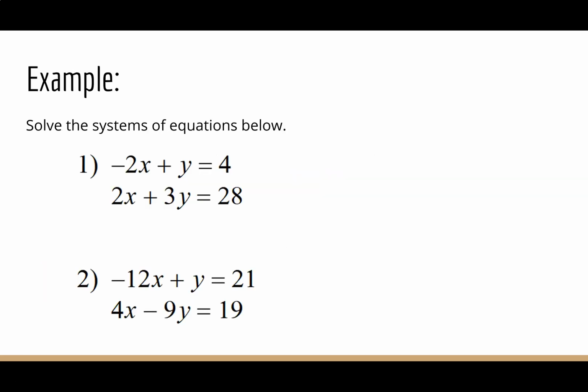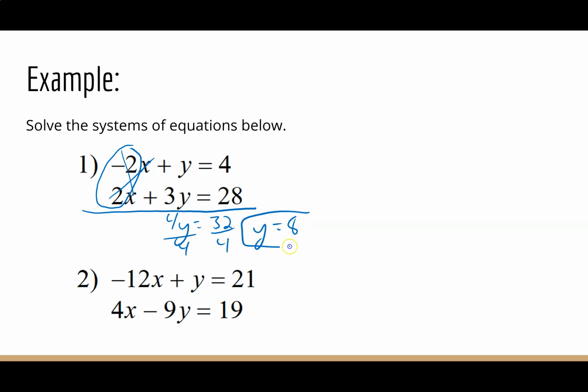So here's a couple examples where they already are. And it looks like they're nice and lined up. We have x's on top of x's, y's on top of y's, numbers on top of numbers. Also, it's very handy we have a plus and minus of the same one, which means as soon as I shove this down, I will eliminate the x, because negative 2 plus 2 cancels. Y plus 3y is 4y, 4 plus 28 is 32, divide by 4, y equals 8. I'm halfway done already.